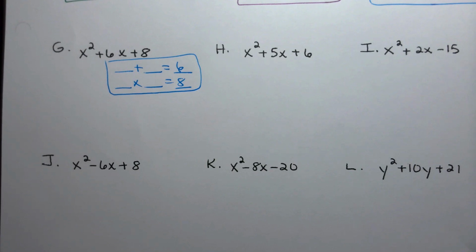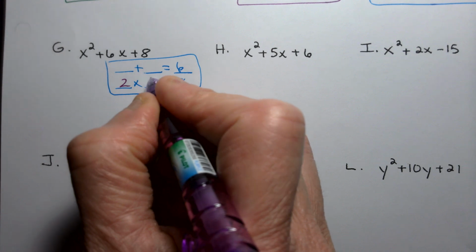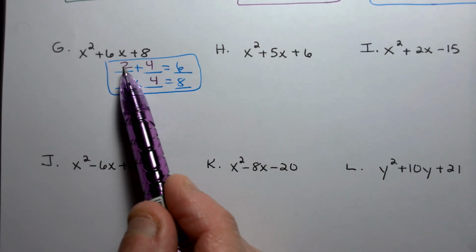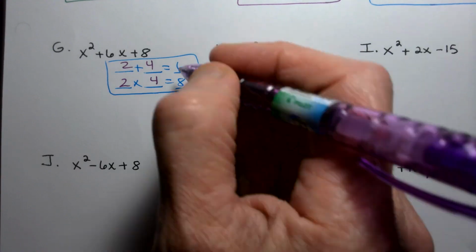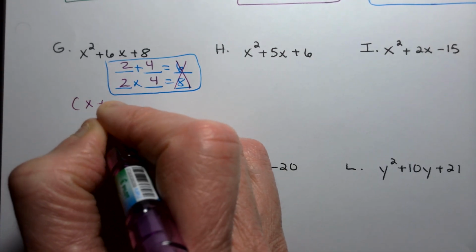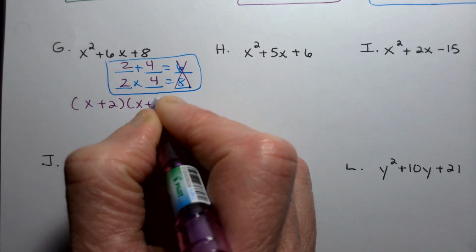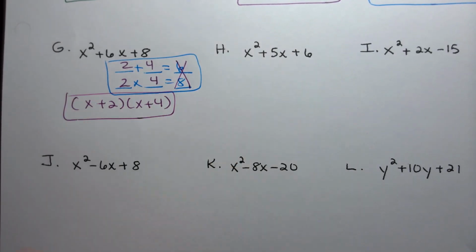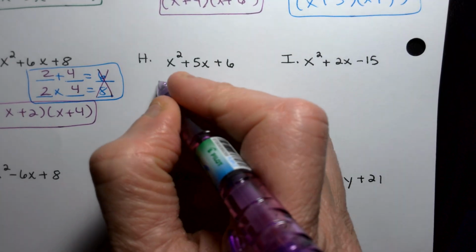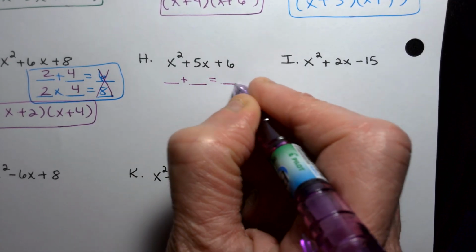Anybody see it? I'm not saying anything. I'm hoping you're finding it. 2 and 4. 2 times 4 is 8. 2 plus 4 is 6. Don't need that anymore. x plus 2 and x plus 4. Set up your box.